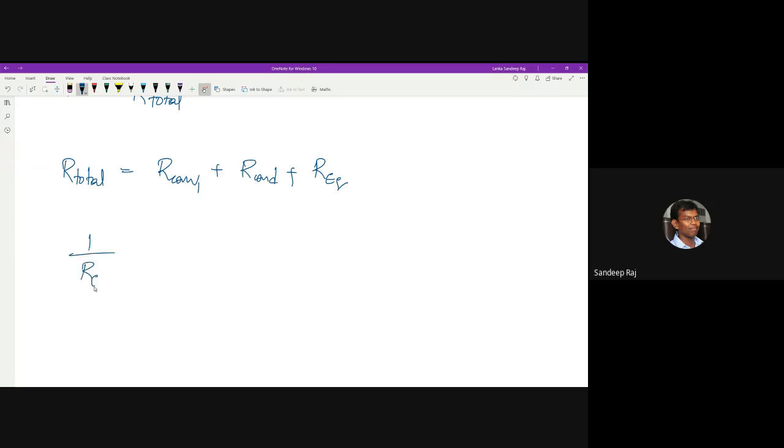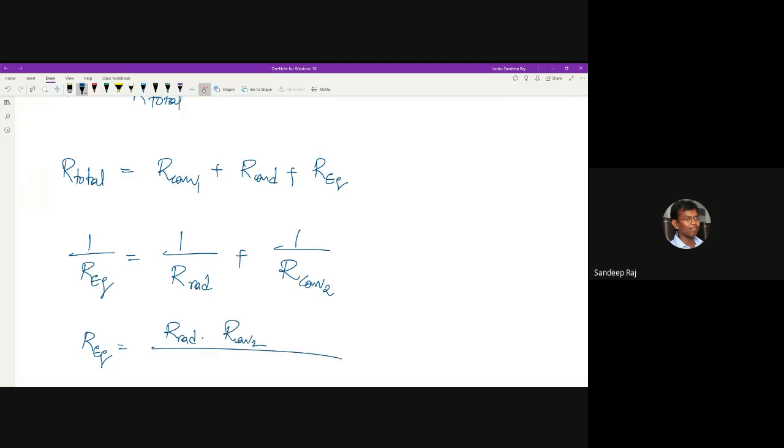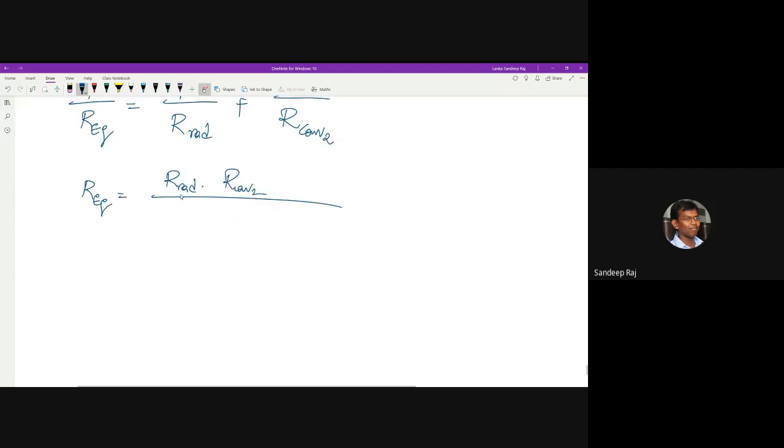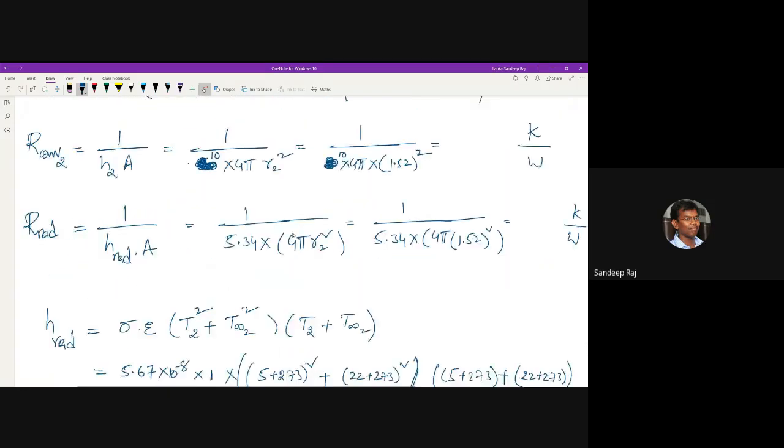So for that, R equivalent you have to calculate using a parallel circuit. 1 by R equivalent is equal to 1 by R radiation plus 1 by R convection 2. So this is how we calculate this. So R equivalent is equal to R radiation into R convection 2 by R radiation plus R convection 2. Please tell me what are the values of this one.